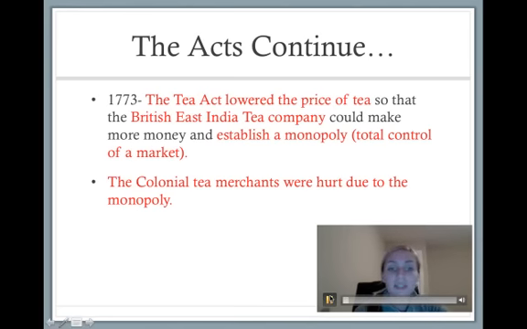Going along with tea, in 1773, the Tea Act lowered the price of tea so that the British East India Tea Company could make more money and establish a monopoly. So the colonists could also export tea and make money that way. But the British were basically competing with them and not allowing them a chance to have people buy their products because tea was such a low price with the British East India Company. So they ended up taking complete control over all of the industry, or all of the companies that sold tea. And that's what a monopoly is. So this hurt the colonists' economy greatly, more than it had already been hurt by these other acts.